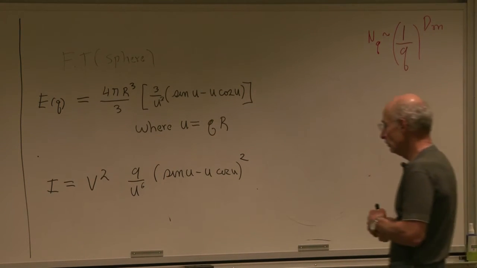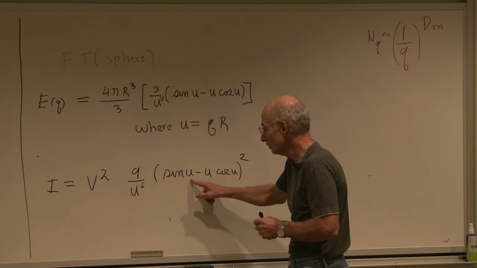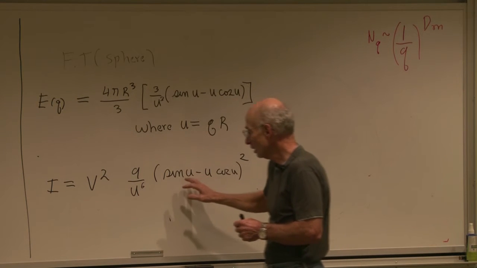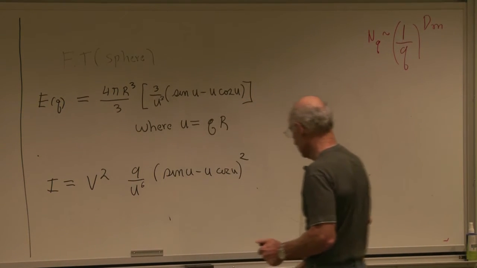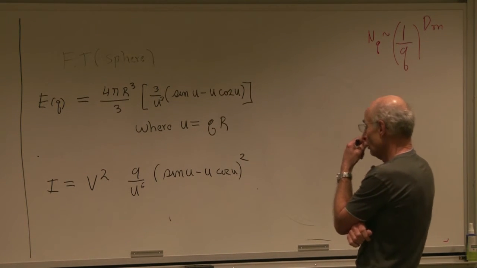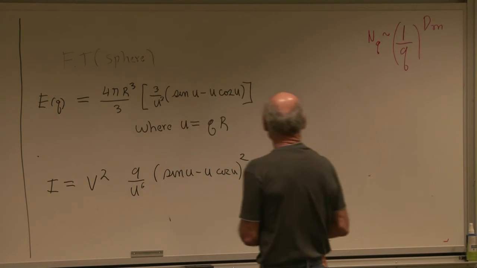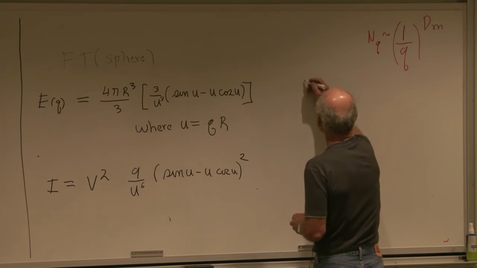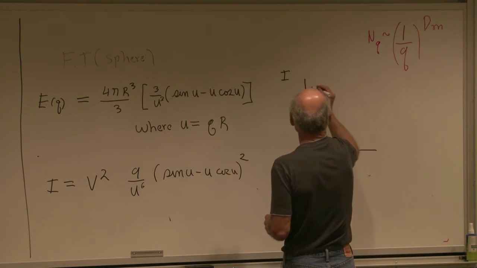Now, if you play around with this formula, in the limit of u goes to 0, this goes to 1. No, wait a minute. What does it go to? I better be careful. Well, I'm sure it goes to a functionality with v squared. So without proving it, let's just write it down. So the intensity has a nice v squared dependence here.